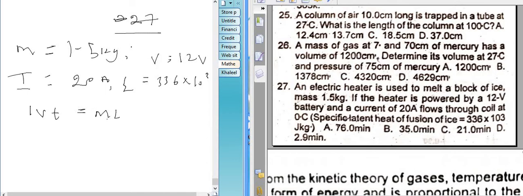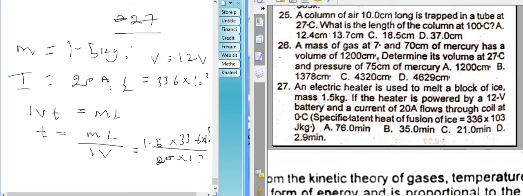Now we are looking for the time. So we make time the subject of the formula, which is ML all over IV. What is M? M is 1.5, times L, which is 336 times 10 to the power 3, all over IV. I is 20 times 12. So time is equal to 2100 seconds. But in the options we are given the time in minutes, so we divide this by 60. After dividing by 60, we get that time is 35 minutes. Therefore the correct option is option B.